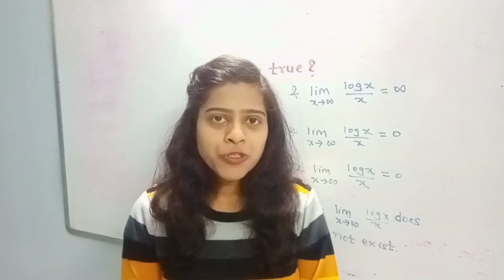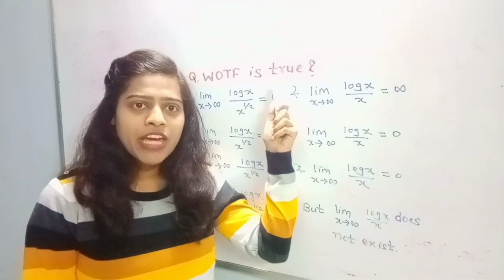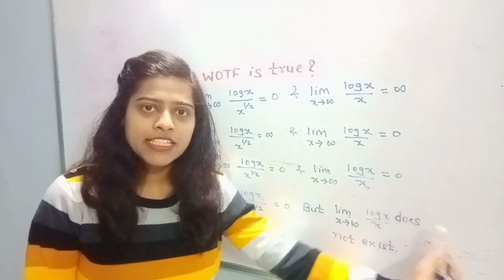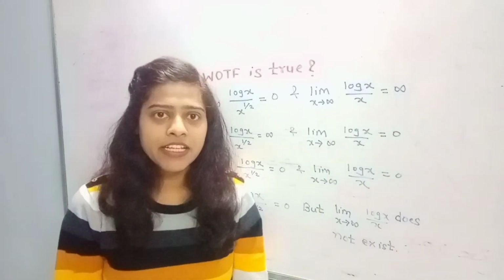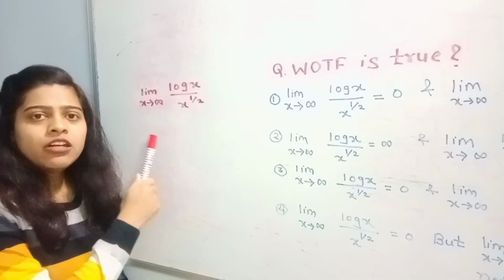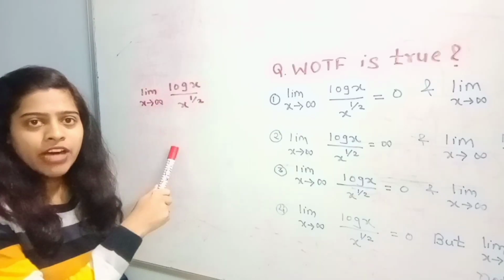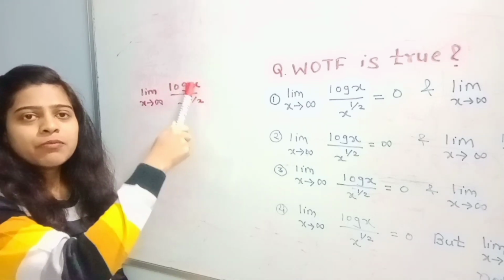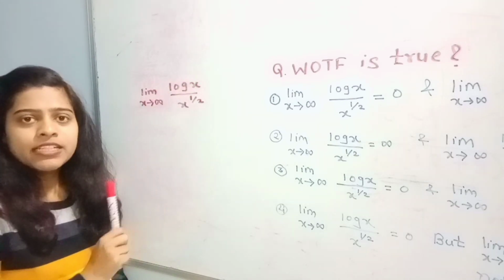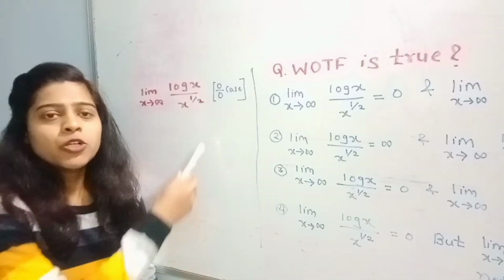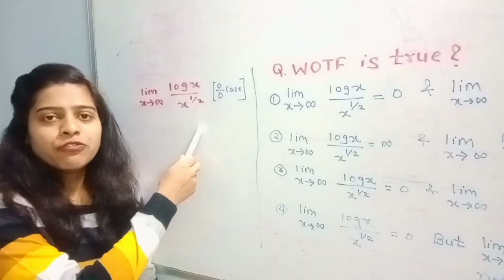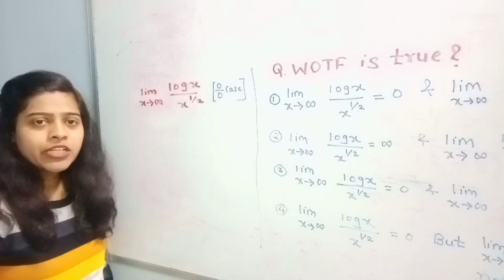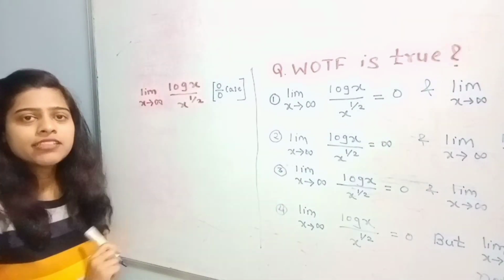To find the solution of this question, we only have to find the limiting value of each function. Therefore, we consider the first function. As x approaches infinity, this is an indeterminate form of 0 upon 0 case. To solve this indeterminate form, we use L'Hospital's rule, that is, find the derivative of both numerator as well as denominator.